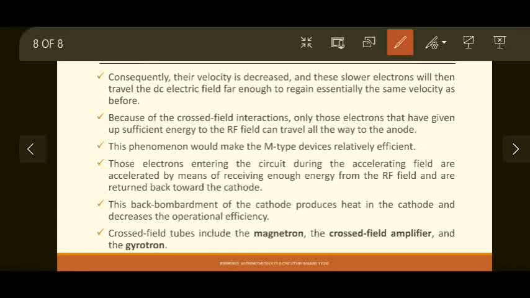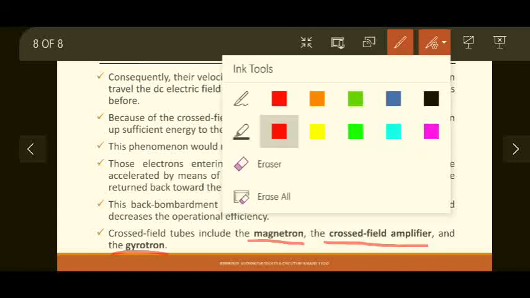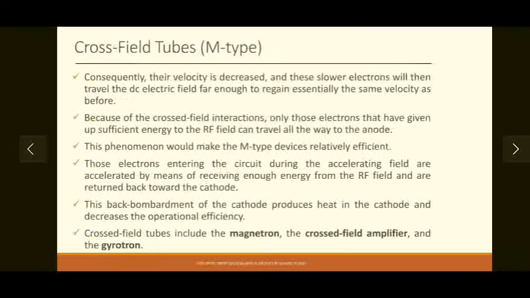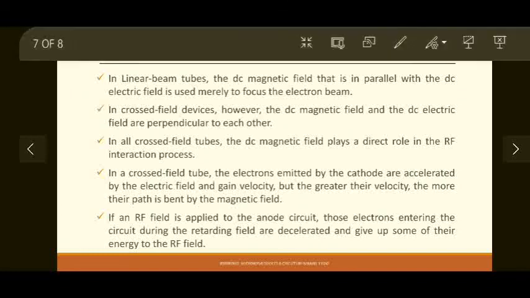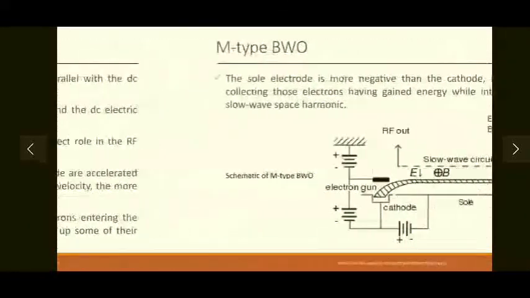So these types of tubes are called cross-field tubes. These include the magnetron, crossfield amplifier and gyrotron. They are three types. Whatever we have discussed from this point is what happens in this M-type tube. This is an example of an M-type tube that we have seen in this case. So there are three types of M-type tubes: crossfield amplifiers, then magnetrons and gyrotron. We will see them in the next video.